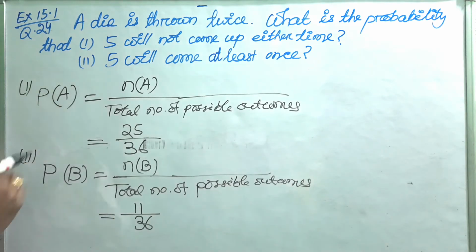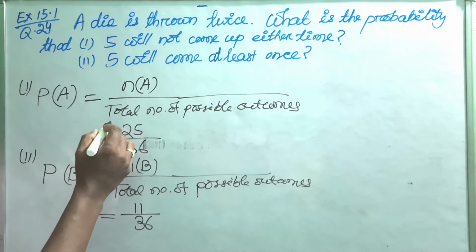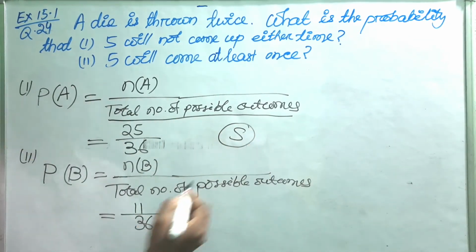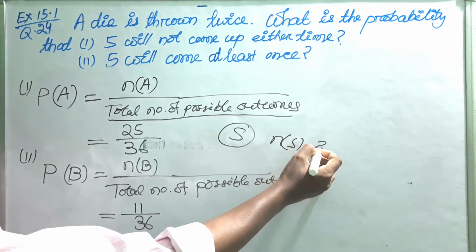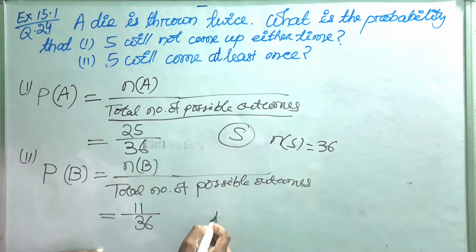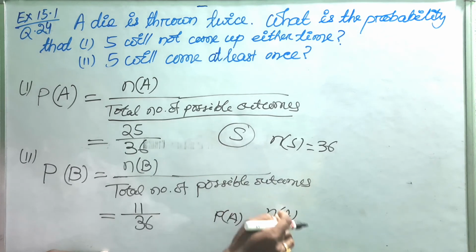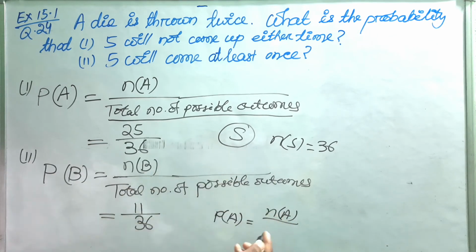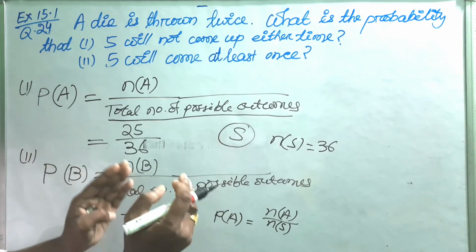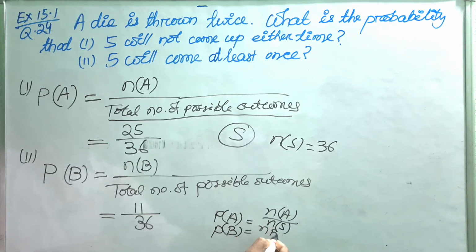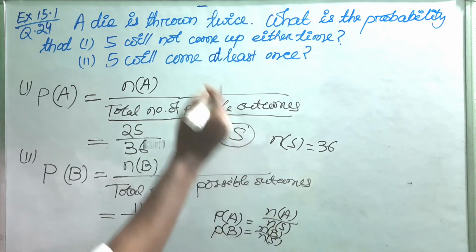Okay. Also you can write it in another way. If you denote the total number of possible outcomes as the sample space S, then NS will be 36. Then you can write the probability of A as the number of outcomes favorable to A by the total number of outcomes in the sample space S. In that way also you can write, and the probability of B also you can write as NB by NS.